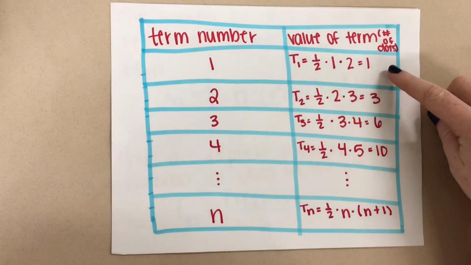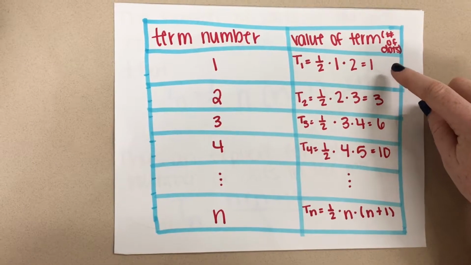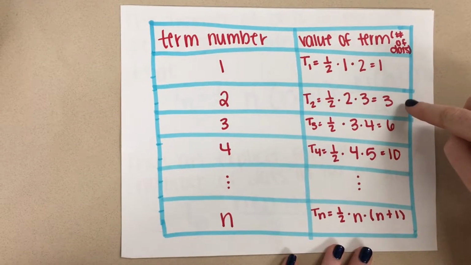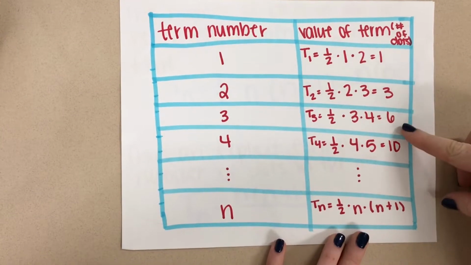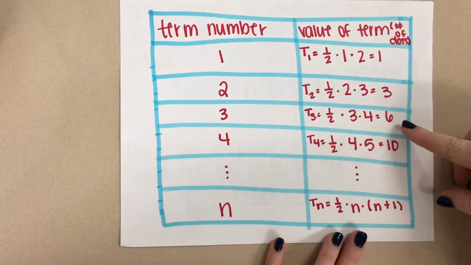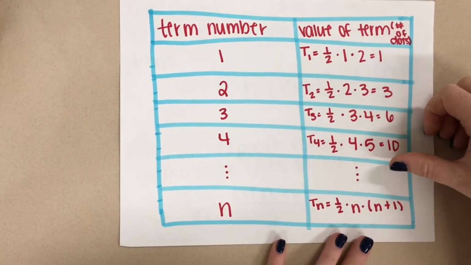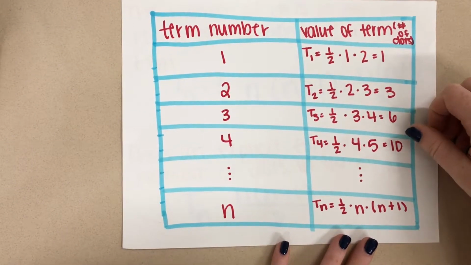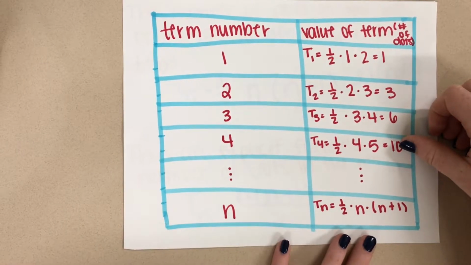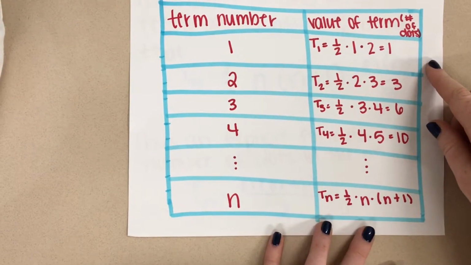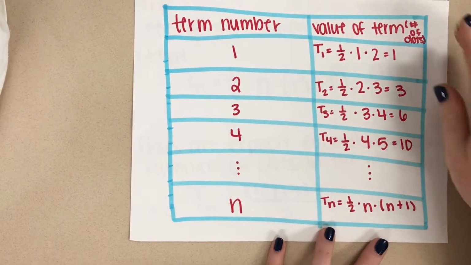T1 equals 1/2 times 1 times 2 equals 1. T2 equals 1/2 times 2 times 3 equals 3. T3 equals 1/2 times 3 times 4 equals 6. T4 equals 1/2 times 4 times 5 equals 10. Tn equals 1/2 times n times (n plus 1).